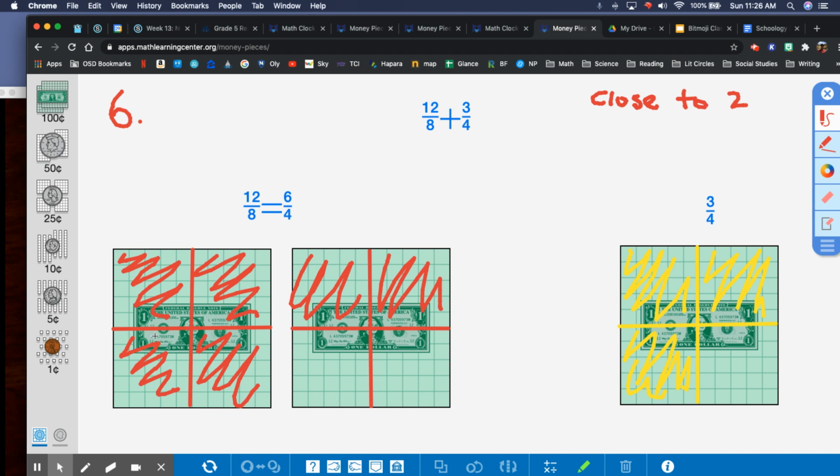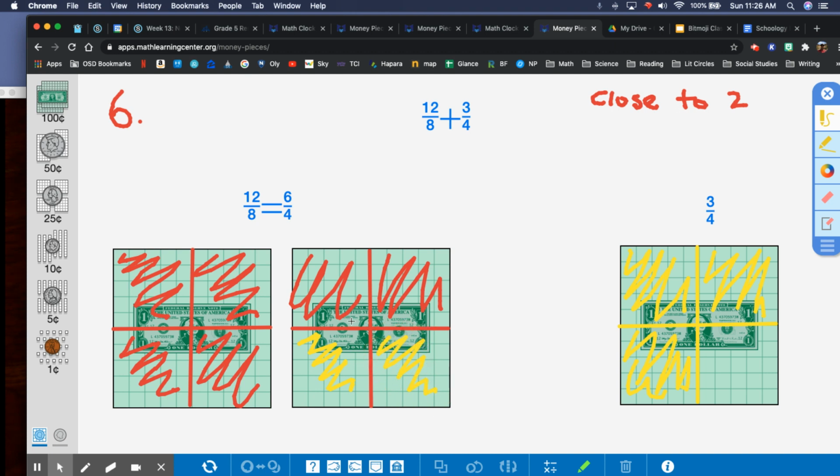So I cut the first dollar into fourths, shaded 1, 2, 3, 4. Shaded in my second dollar into fourths, and I shaded 5, 6. So this is the visual picture of 6/4. And this picture over here in yellow is 3/4. 1, 2, 3. If I add them together, so I need to take my yellow, and I'm going to add these 3/4 to this 6/4. So I'm going to shade in 1/4, 2/4.